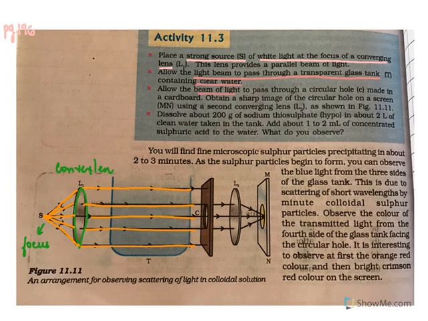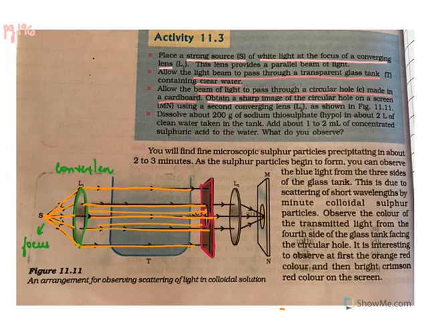Allow the beam of light to pass through a circular hole made in a cardboard. And that's here. Here we have a cardboard, and there is a circular hole made in the cardboard. And the light now passes through this circular hole. Of course, it doesn't pass through this part because it is opaque. It will only pass through the circular hole.